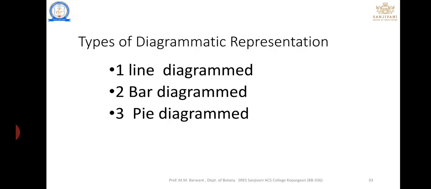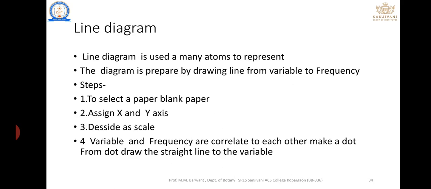Types of diagrammatic representation. There are three types: line diagram, bar diagram, and pie diagram. Let's start with the line diagram. A line diagram is used to represent many items. The diagram is prepared by drawing a line from the variable to the frequency. Let's see the procedure of drawing the line diagram.